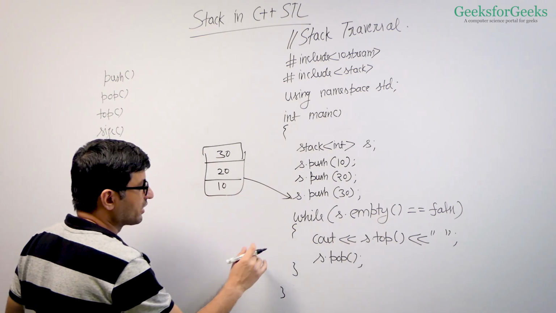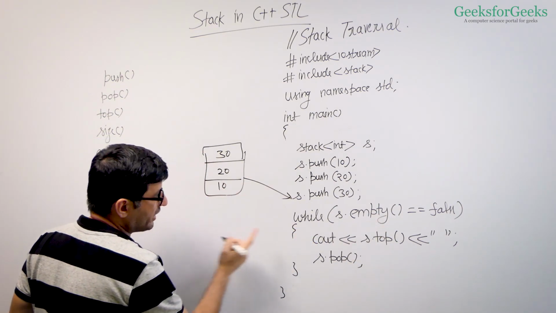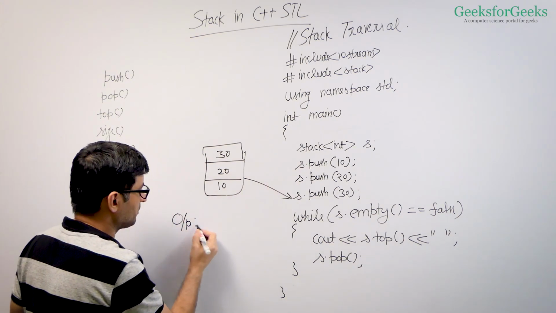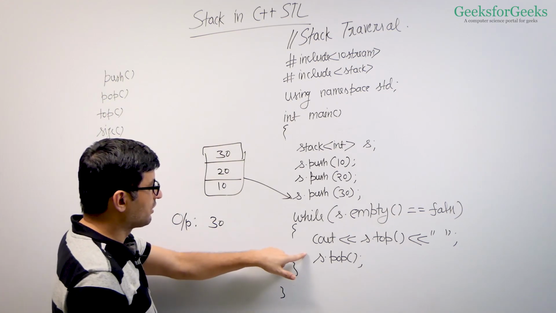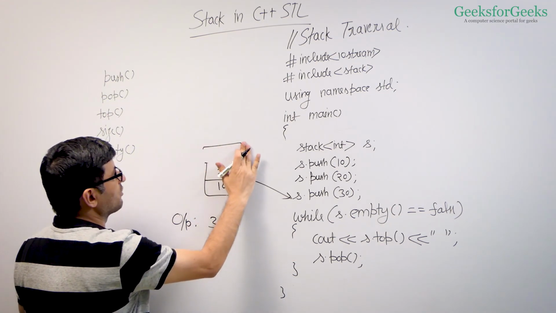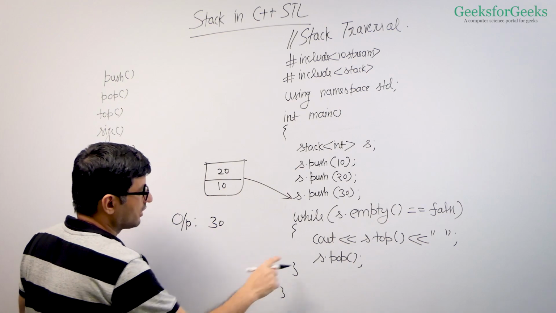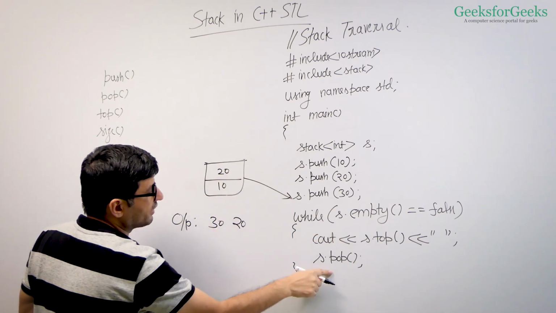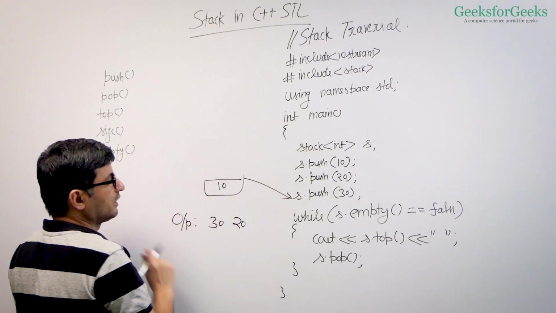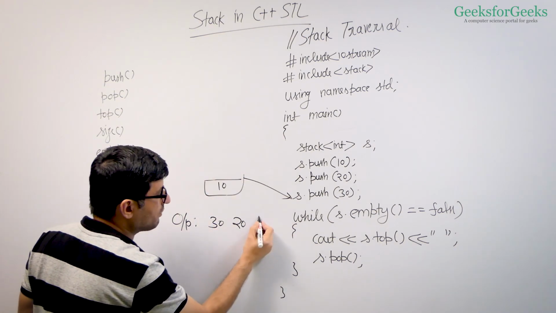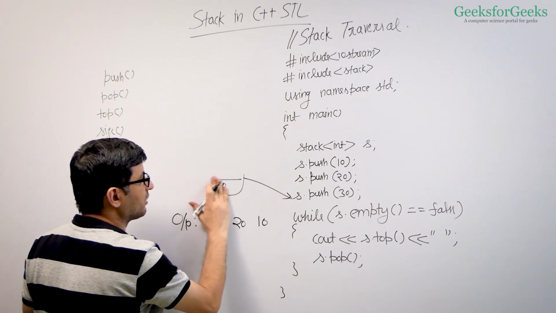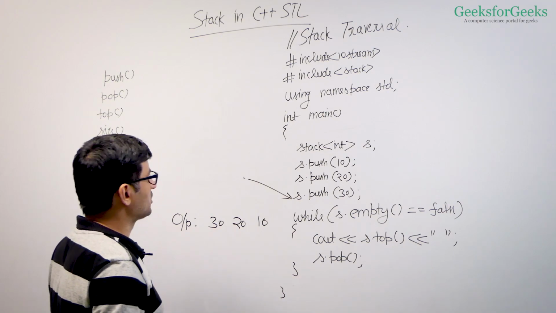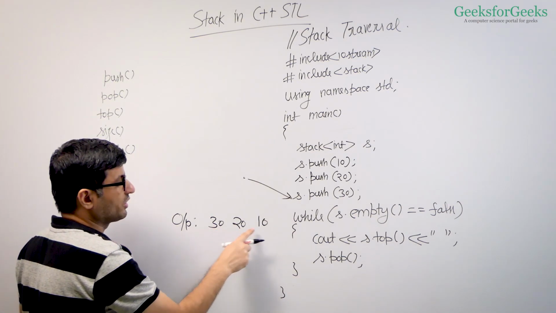So let's see how this works. First, we print top, which is currently 30. So output of this program is going to be first 30. Then we remove the top item. So 30 goes out of the stack. Then we again iterate and we print the top. We get 20 and we remove the top. Now we again iterate. We print the top and we remove the top. So stack becomes empty now and you come out of the loop. So the output of this program is 30, 20, 10.